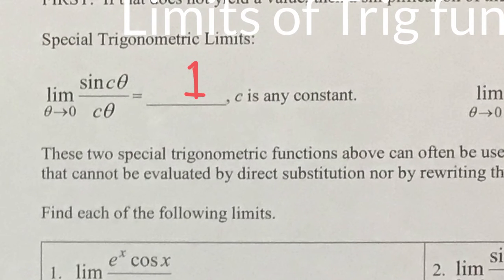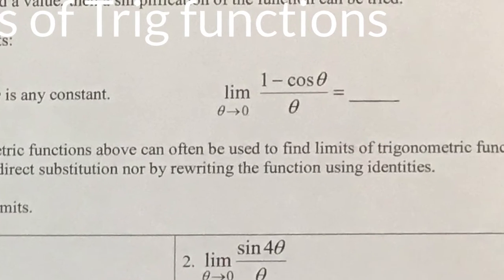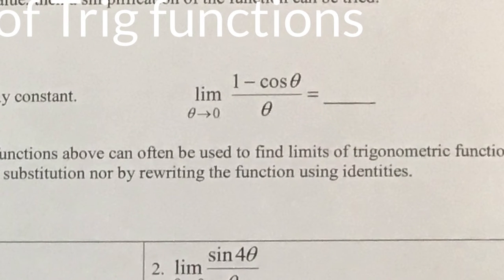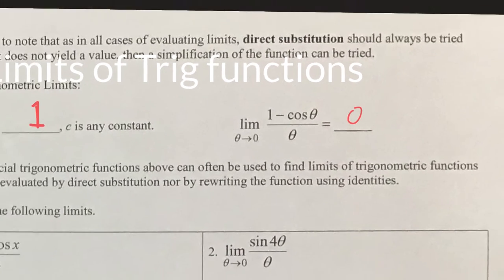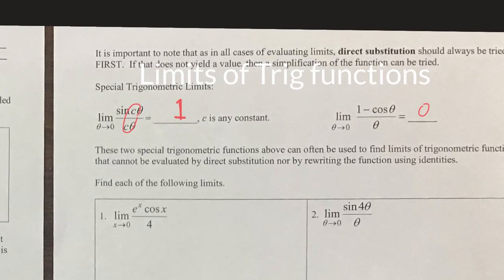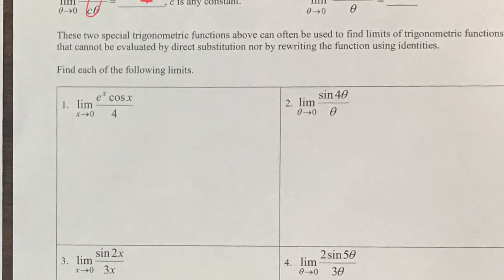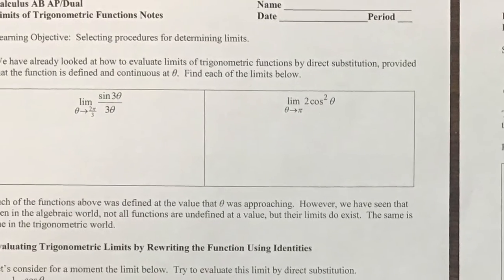If your numbers are the same, then the limit of that function is 1. And over here, if we're talking about 1 minus cosine theta over theta, that limit is 0. These are special trig limits that we're going to try to make when we're simplifying these problems down here. But let's start first things first.